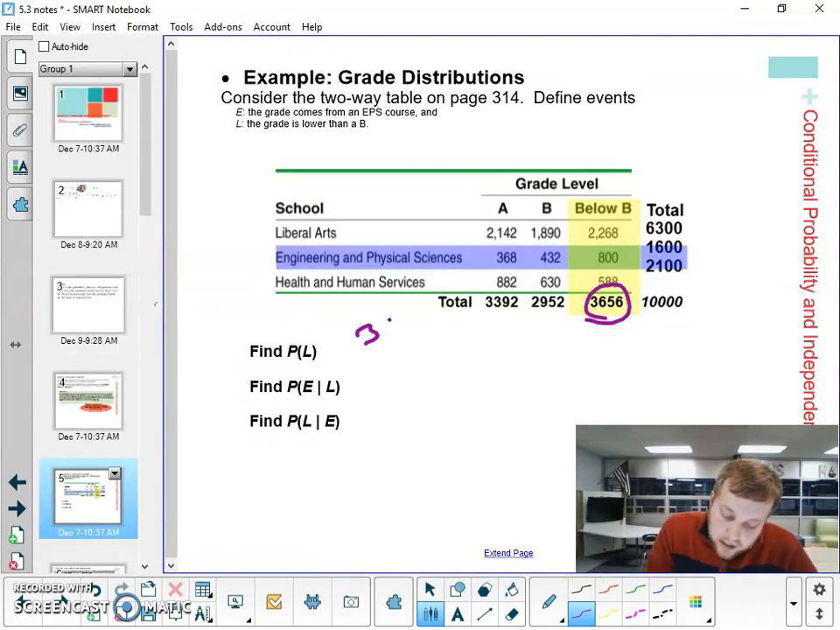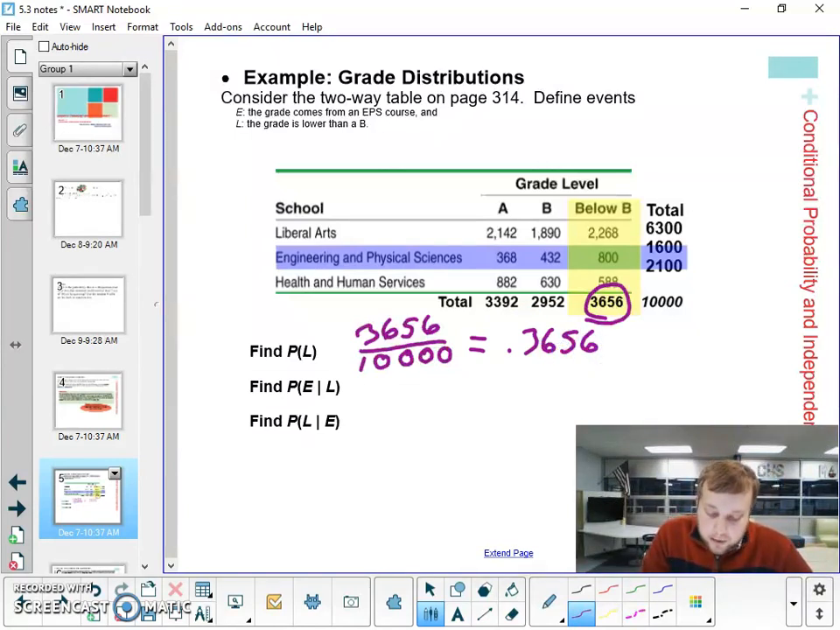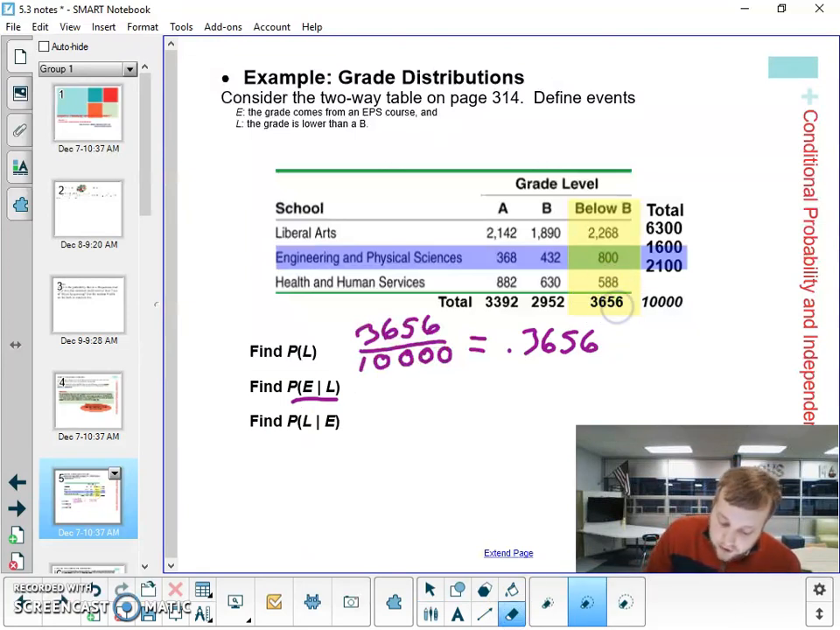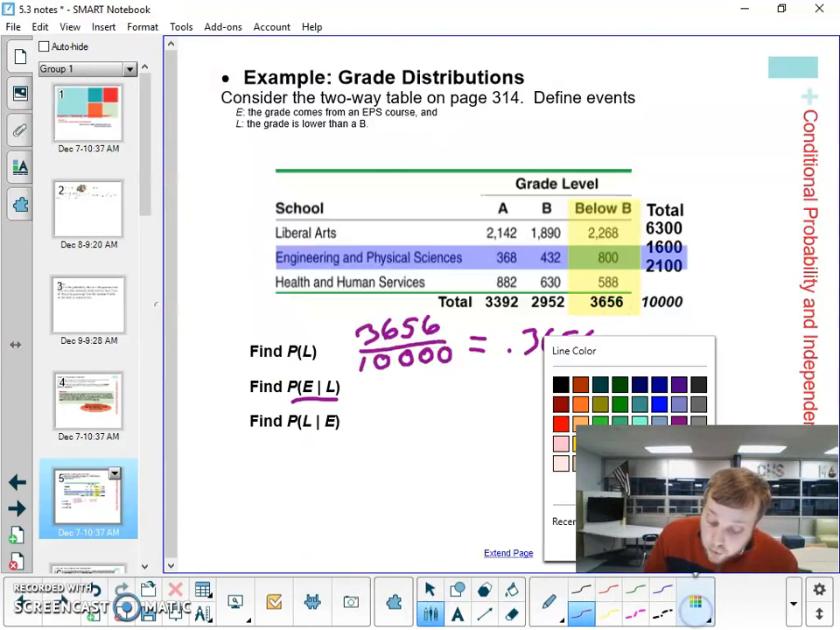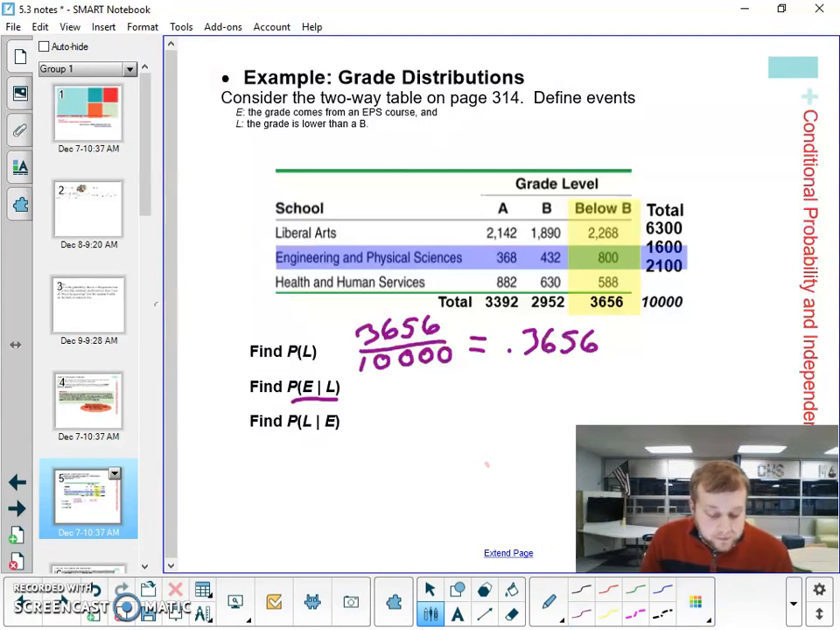So it's going to be 3656 divided by 10,000. And I'm no rocket scientist, but I believe that's 0.3656. I just take the total, everything below a B, and divide it by the total. Now, here's the deal. Find E given L. Let's do this one in a different color. Let's go really fancy. Let's go pink.